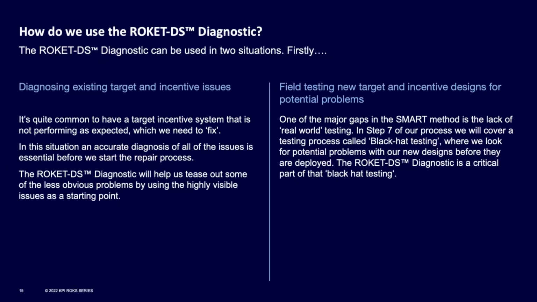One of the major gaps in the SMART method is the lack of real world testing. We don't test, we presume a lot. In step number 7 of the process, we'll cover the test called black hat testing, where you look at potential problems, and with a diagnostic you can cover some critical parts, which can actually improve your team dynamic and performance.